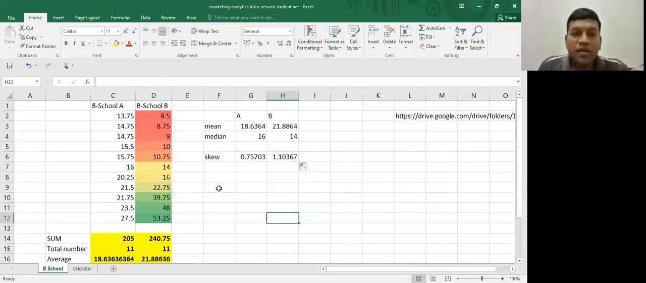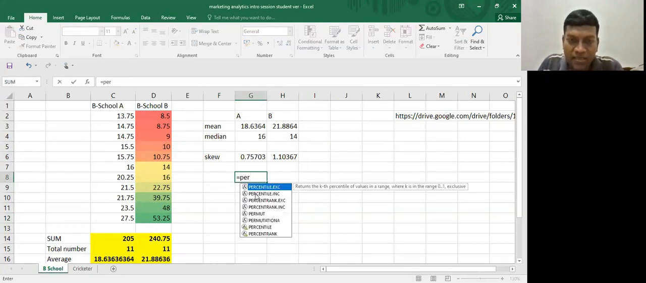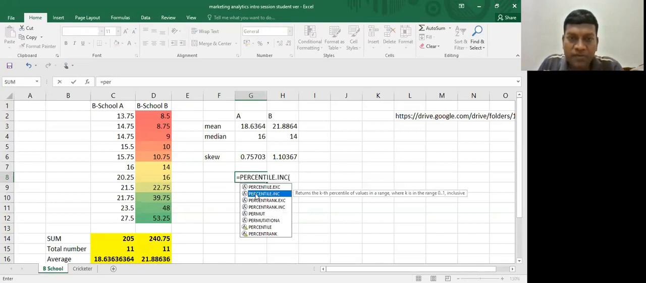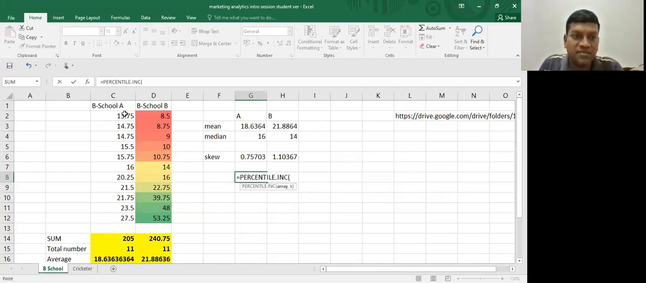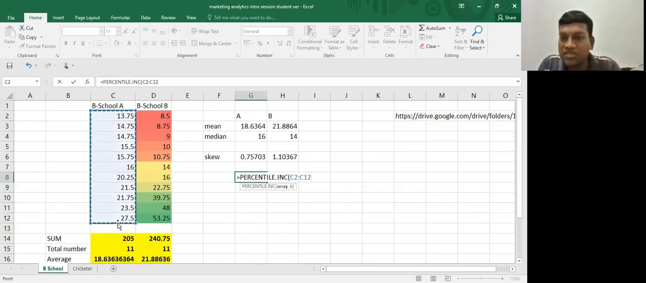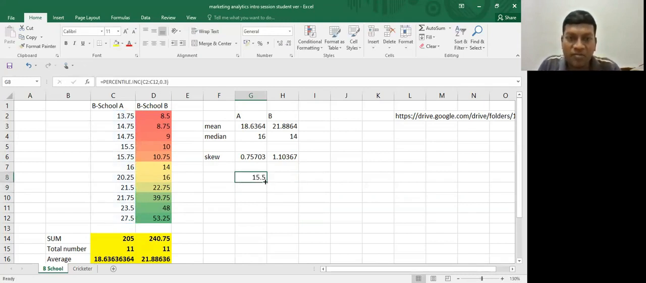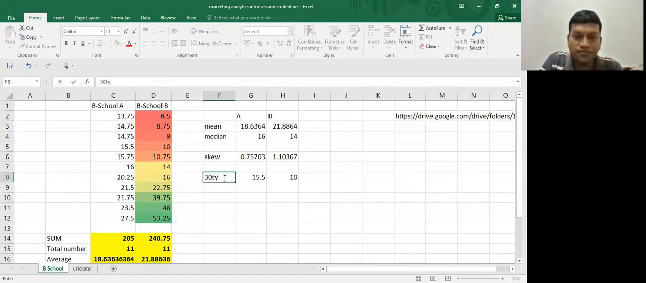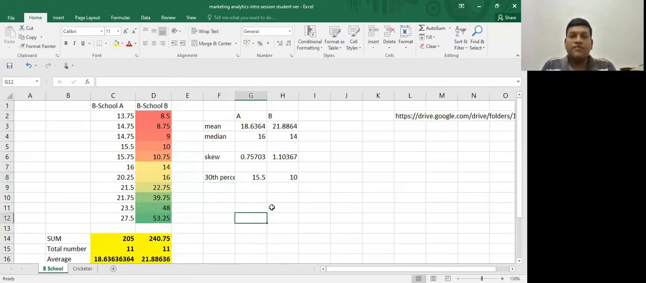Now, how did I calculate the percentile? For the percentile, I use the formula equal to PERCENTILE and give the data set. Because I want the 30th percentile, I put 0.3 and I get 15.5. Just copy it here, drag it, and I get it for the other side. So 15.5 for B school A, 30th percentile. This is how you find the percentile.